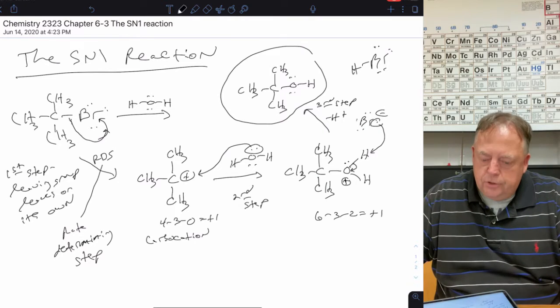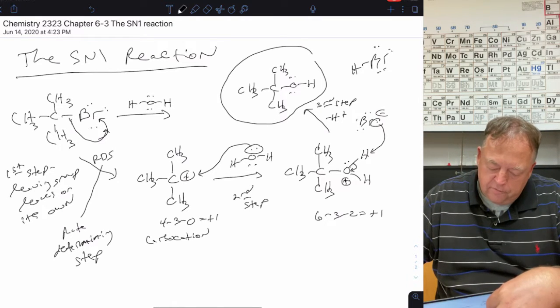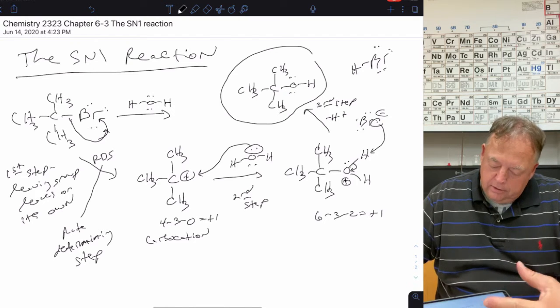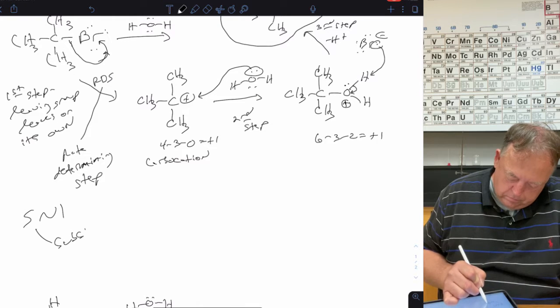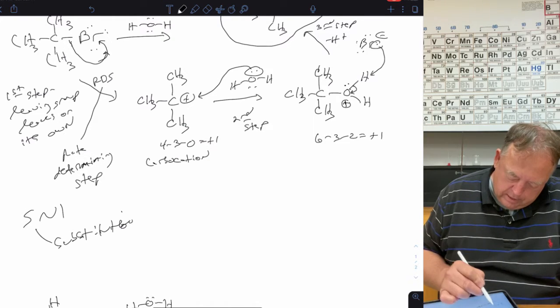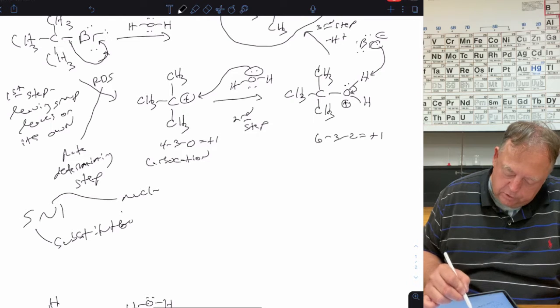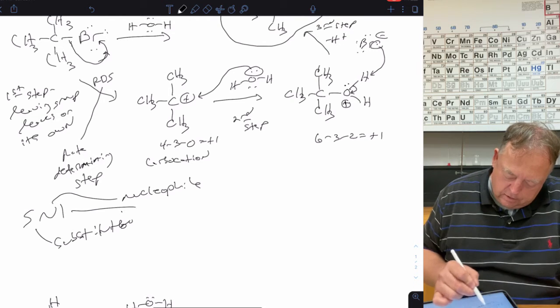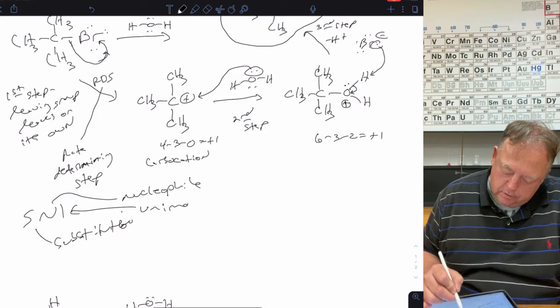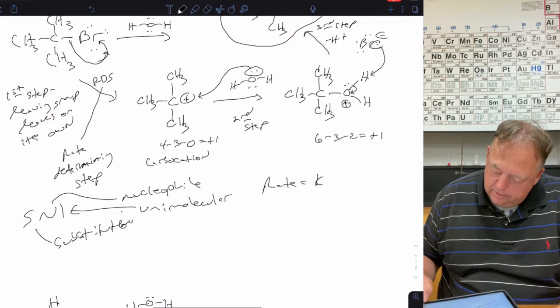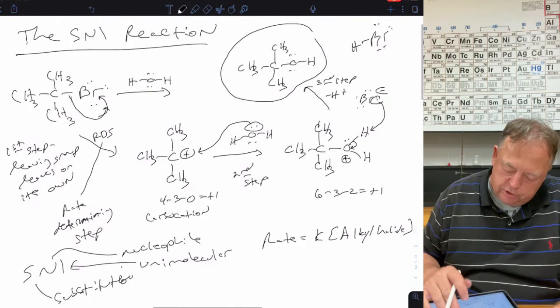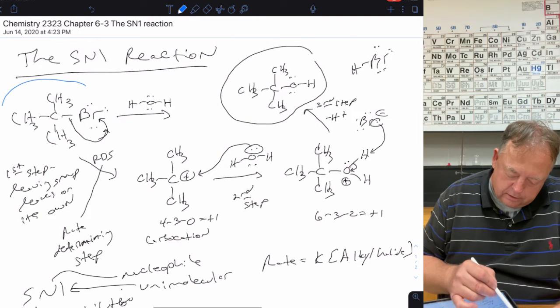So again, you do a substitution, right? The nucleophile substituted for the leaving group. So that's what the S stands for. And again, it's a nucleophile that does the substituting. And then the 1 means it's a unimolecular reaction. So the rate only depends on one thing. The rate only depends on the alkyl halide that you started with.